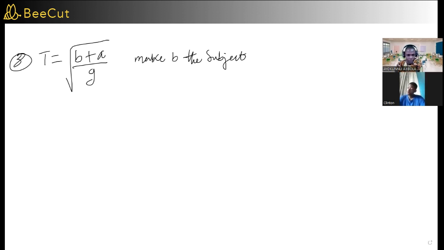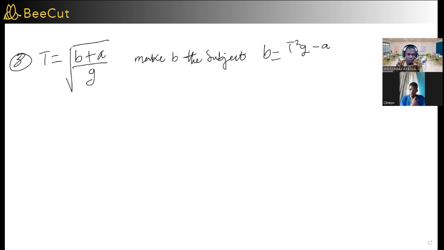I've gotten it. Okay, so hold on please. So what is your answer? B equals T squared G minus A. Okay, let me see that. So B equals T squared G minus A.